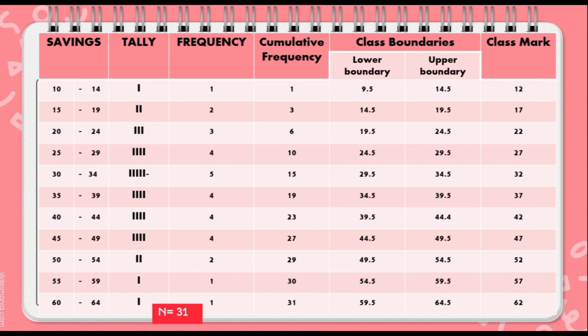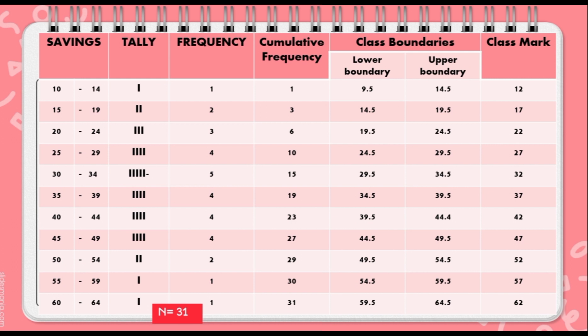Again, to solve for the second row for our cumulative frequency, we simply add the first row, which is 1, to our second row in our frequency, which is 2. So 1 plus 2 is equal to 3, and repeat the process. So again, 3 plus our third row in our frequency, which is 3. That is why in our third row in our cumulative frequency, we have 6.